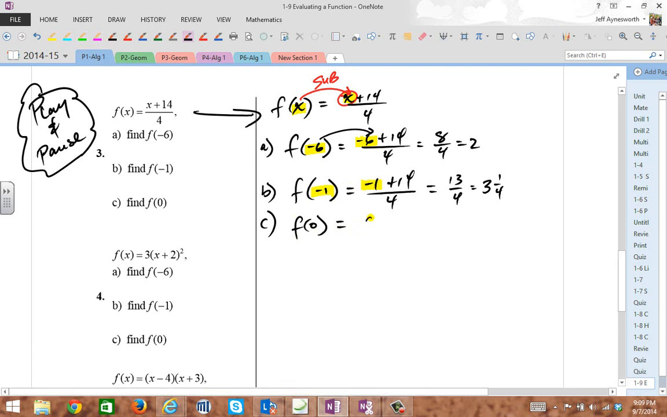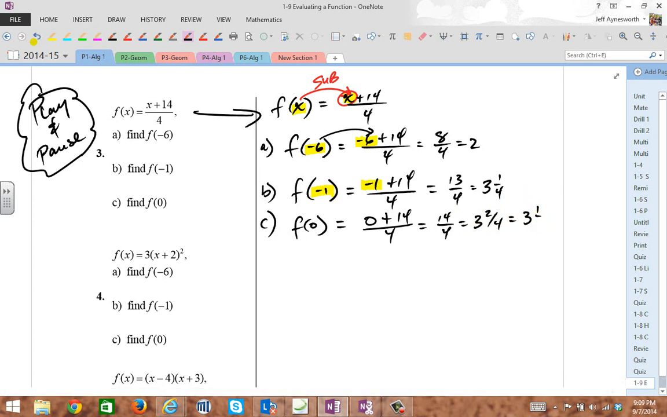All right, now let's check your work. You've got 0 plus 14 divided by 4. That's 14/4, and 4 divides into 14 three times with 2 remaining, so 2/4. If you simplify a little bit, you get 3 1/2, not 3 1/4, 3 1/2.